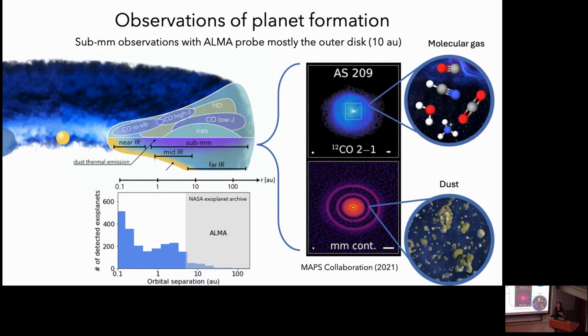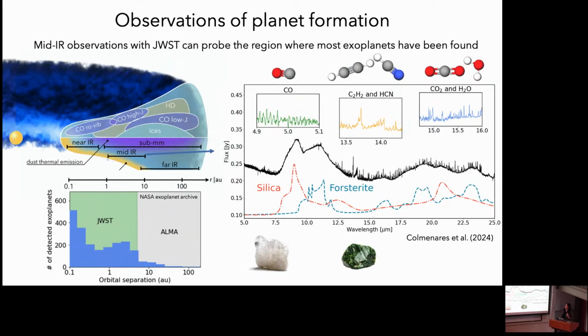So when we try to compare with observations with ALMA, it's a bit difficult because we don't have that much of a sample size for exoplanets. And that's where JWST comes in handy, especially the mid-infrared instrument in JWST. Since we're looking at mid-infrared wavelengths, we can see stuff that's closer to the star, it's hotter. So we can actually probe that region where most of the exoplanets have been detected.